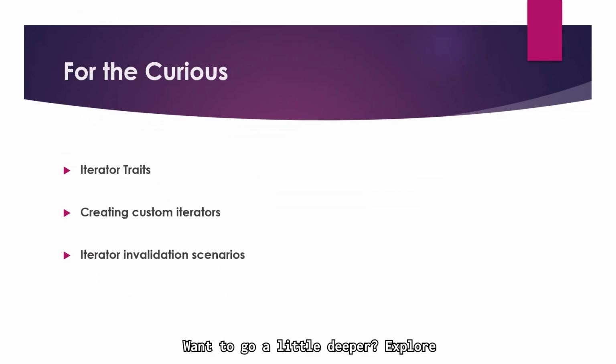Want to go a little deeper? Explore iterator traits, which are used to determine iterator category and properties at compile time. Try creating your own custom iterator class for a data structure. It's a great way to understand how STL does it behind the scenes. Also learn about iterator invalidation, which occurs when changes to a container make existing iterators invalid or unsafe to use. This is especially important in competitive coding and interviews.